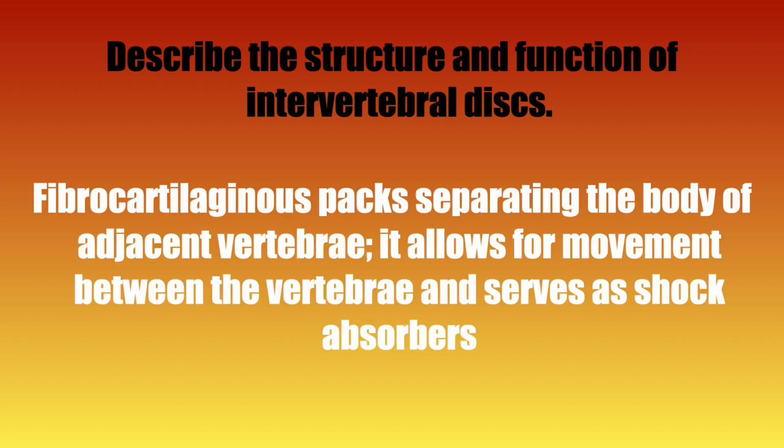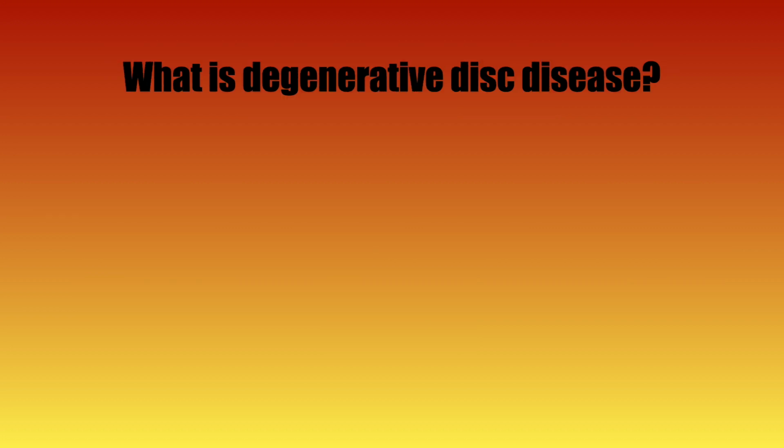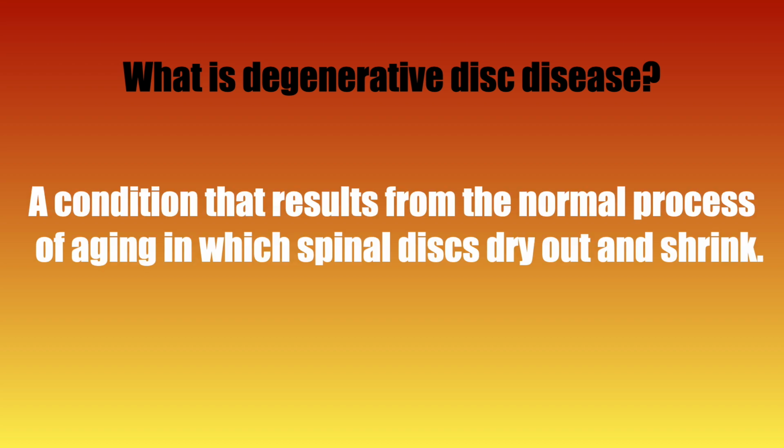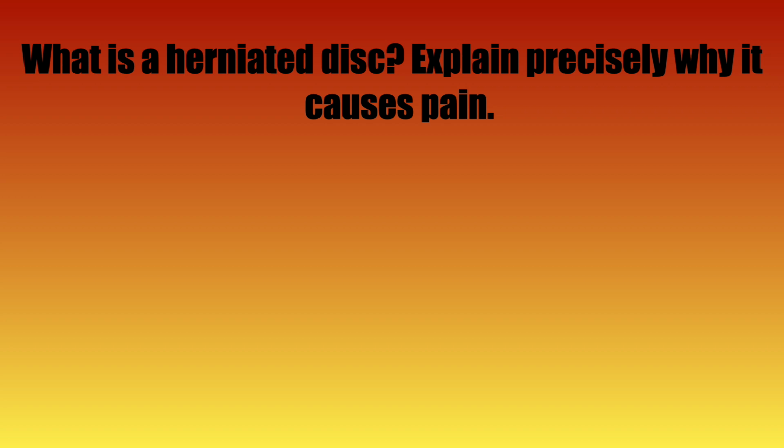The answer is fibrocartilaginous pads separating the body of adjacent vertebrae. It allows for movement between the vertebrae and serves as shock absorbers. What is degenerative disc disease? The answer is a condition that results from the normal process of aging in which spinal discs dry out and shrink. What is a herniated disc?